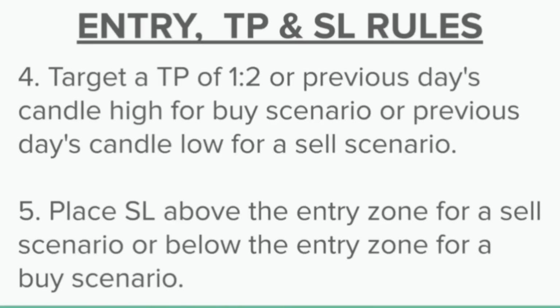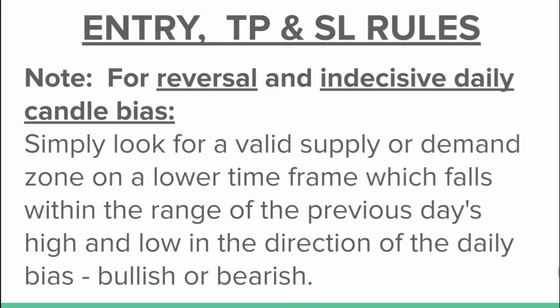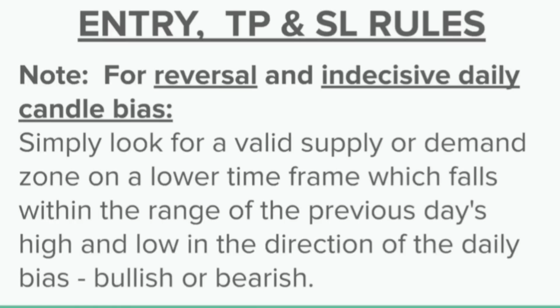Now, how do you get entry confirmation for the reversal and indecisive daily candle bias? For the reversal and indecisive daily candle bias, what you just have to do is to simply look for a valid supply or demand zone on a lower time frame which falls within the range of the previous day's high or low in the direction of the daily bias, which is either bullish or bearish. So do not be afraid. I'm going to show you on the chart exactly how this works.